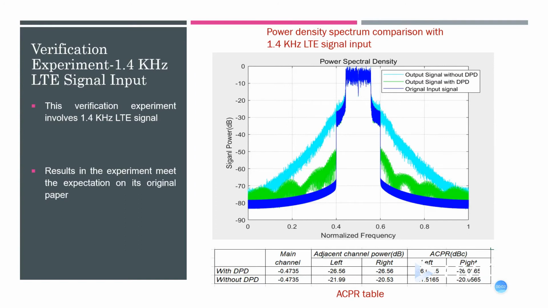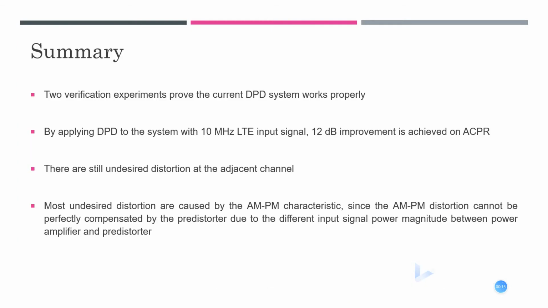Another verification experiment involves 1.4 kHz LTE signal input. Results of this experiment meet the expectation in its original paper. The 2 verification experiments prove the current DPD system works properly. And by applying DPD to the system with 10 MHz LTE signal input, a 12 decibel improvement is achieved on ACPR.